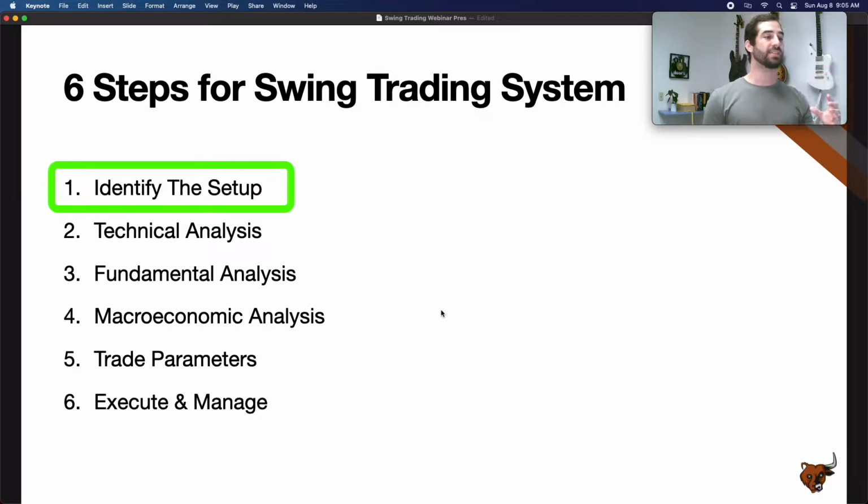And then the last step is to go over the trade parameters and how to execute and manage. So that's just really how to take action, or actually make the trade. So as you can see, again, step number 1, learning how to find the trade. Steps 2, 3, and 4 are about getting to know your trade. Steps 5 and 6 are about execution.